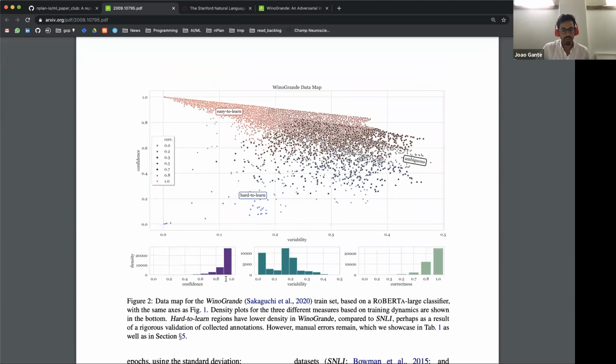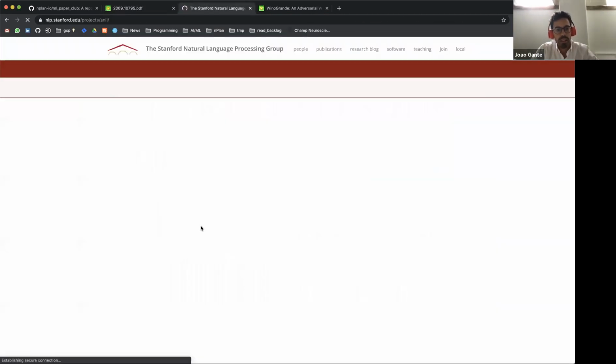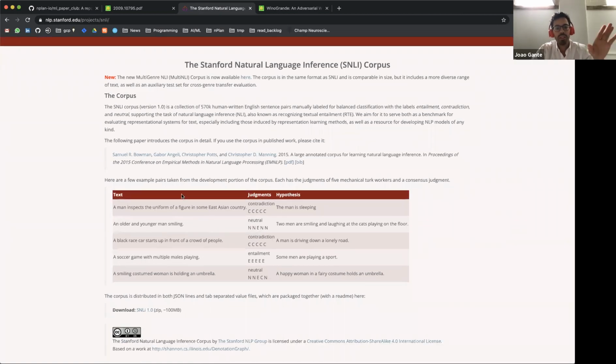The data set in figure 1 was SNLI, the Stanford Natural Language Inference corpus, where you are given an initial sentence and a hypothesis, and then you need to label whether it is a contradiction, neutral, or an entailment between these two sentences, from the first to the second.